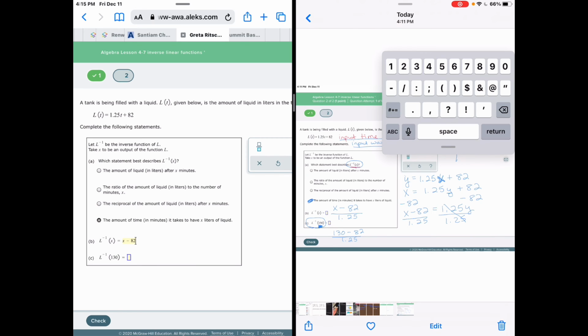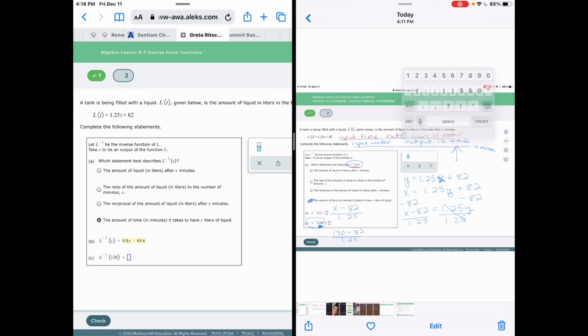Okay, let's do this. Alexa, what is 1 divided by 1.25? 1 divided by 1.25 is 0.8. All right, so we have this 0.8 times x minus. Alexa, what is 82 divided by 1.25? 82 divided by 1.25 is 65.6. Okay, we'll give that a try.